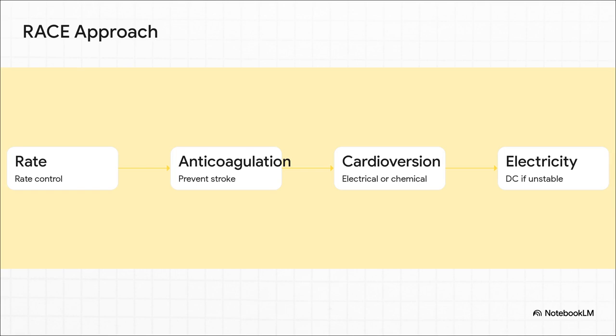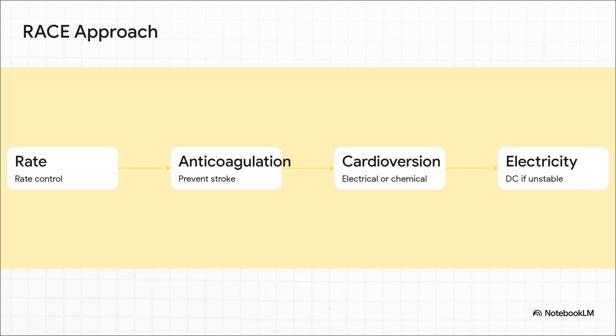When it comes to treating AFib, rely on the high-yield RACE approach to keep things structured. R is for rate control, usually using a beta blocker or calcium channel blocker. A stands for anticoagulation, which is non-negotiable because you have to prevent blood clots from forming in that quivering atrium and causing a stroke.